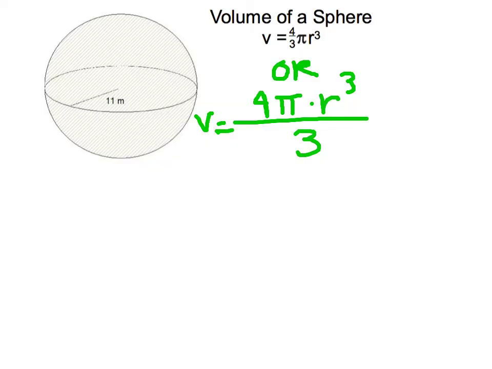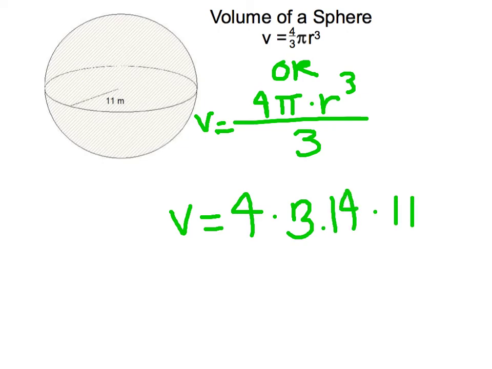Now the formula that I choose to use is the second one. So I'm going to jot down 4 times pi. Actually, I'm going to put 3.14 in there right away. Times my radius, which is 11 cubed. Remember, that's to the power 3, not squared, divided by 3. Go ahead and plug these values into your calculator and solve for the volume.